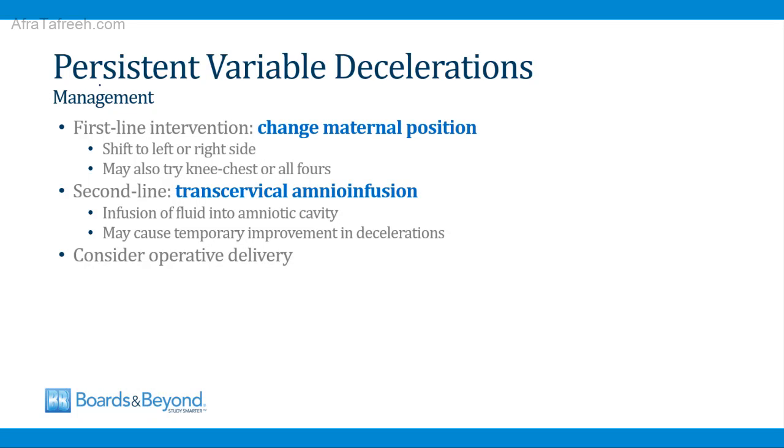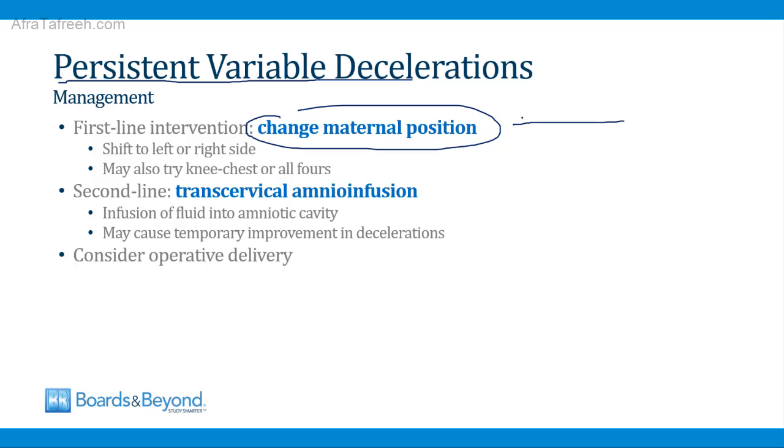If during labor and delivery a baby displays persistent variable decelerations, the first line intervention is to change the maternal position. Remember that these variable decels are caused by umbilical cord compression, so if you can change the mother's position, you can sometimes relieve the pressure on the umbilical cord. So one option is to ask the mother to shift to her left or right side. You can also try raising the knees to the chest, and in some cases mothers are asked to get on all fours to relieve the pressure on the umbilical cord.